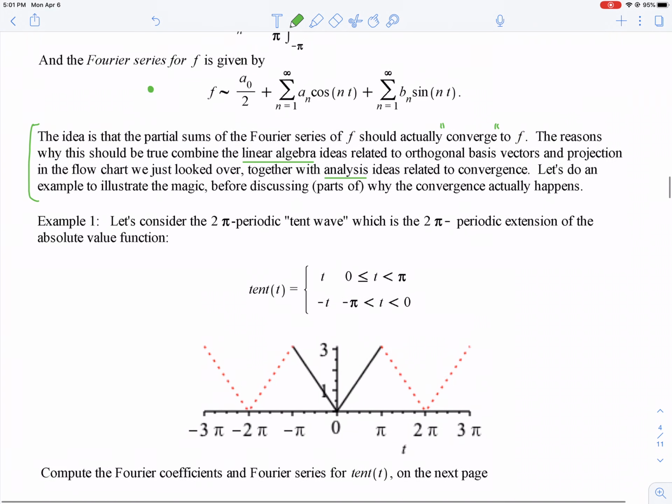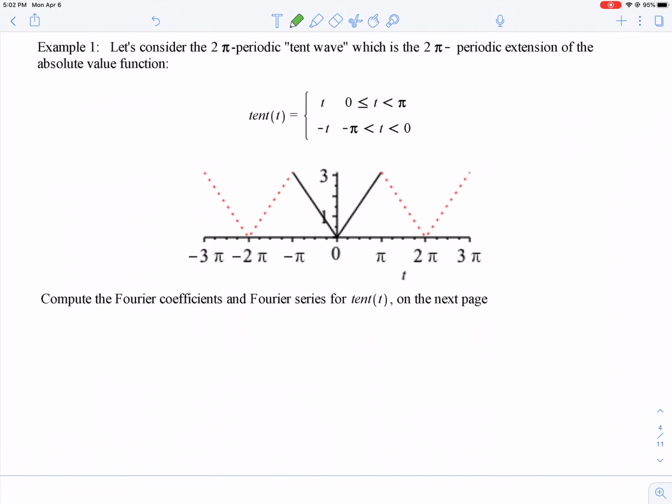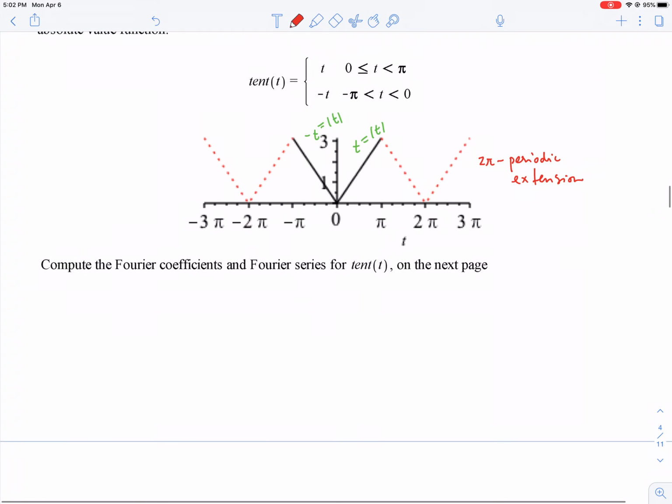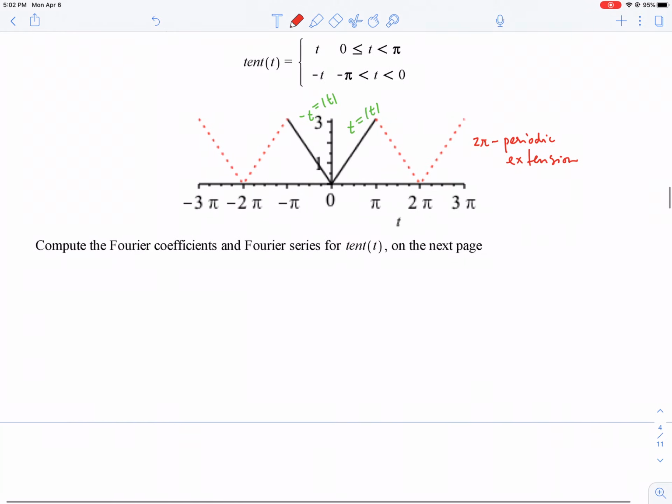Let's just do an example now to see the magic, and then we'll come back to the big picture. So here is what I call the tent function. You'll notice that between 0 and pi, it's just t. Between minus pi and 0, it's minus t. Each of those is the absolute value of t. So we take the absolute value function from minus pi to pi, and then we can also think of it as the 2 pi periodic extension. If you're an engineer, you might call that a triangle wave. After all, the tent is really between 0 and 2 pi, not between minus pi and pi.